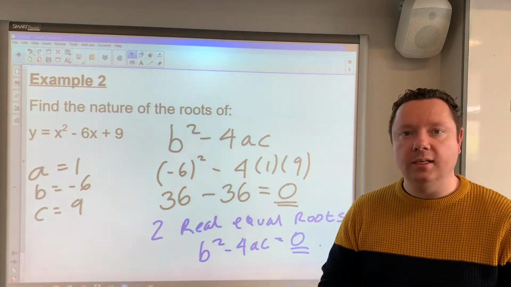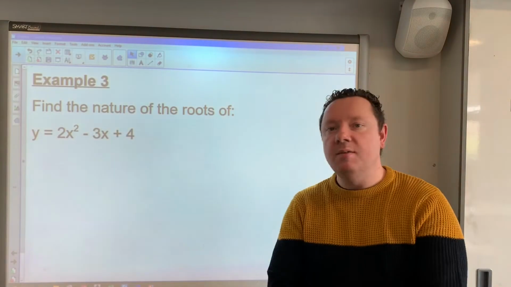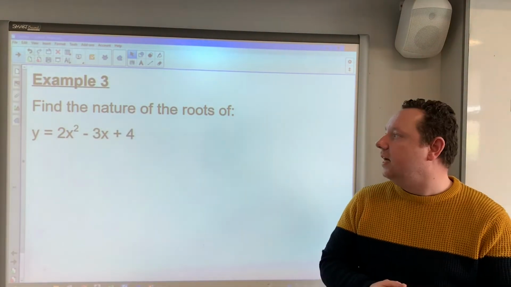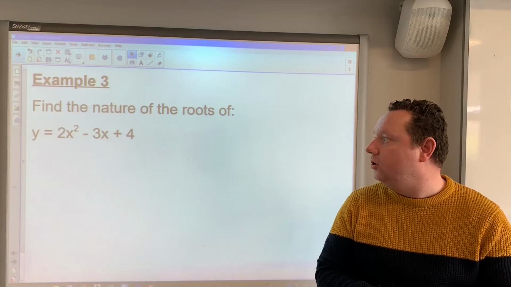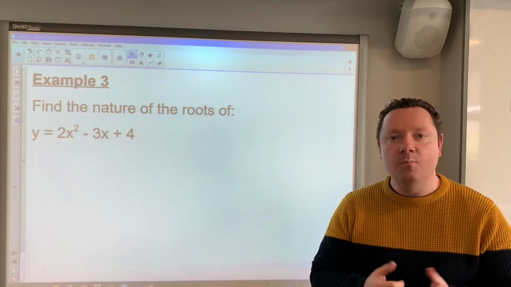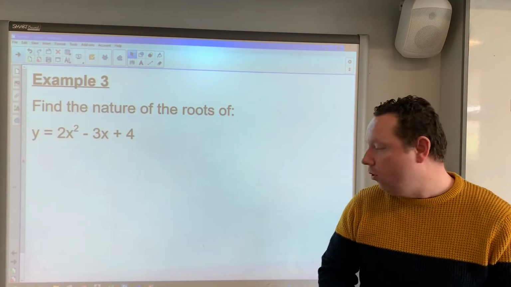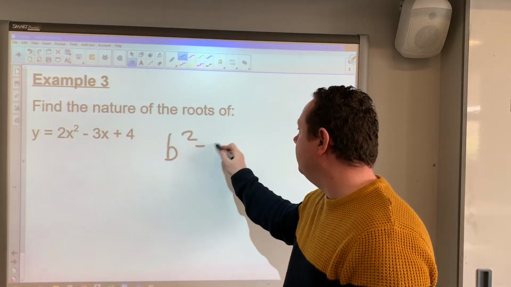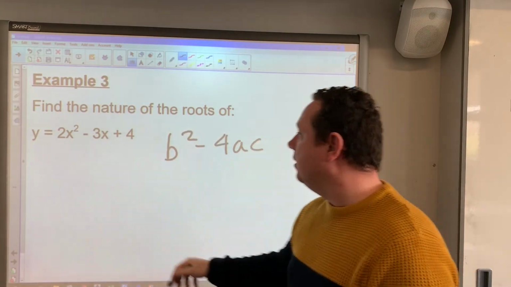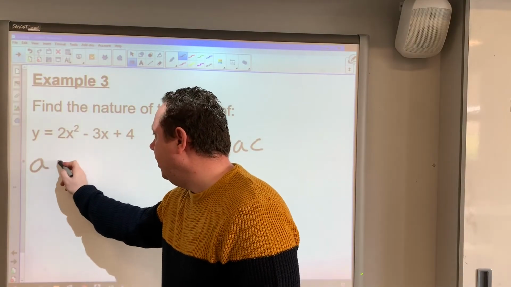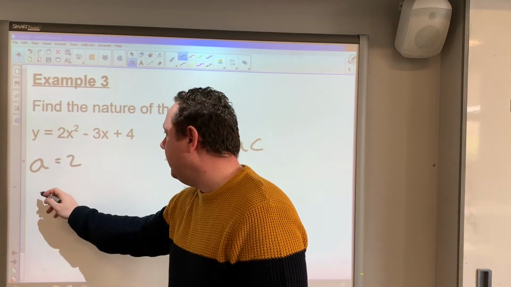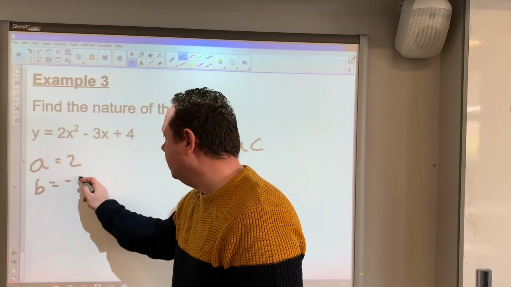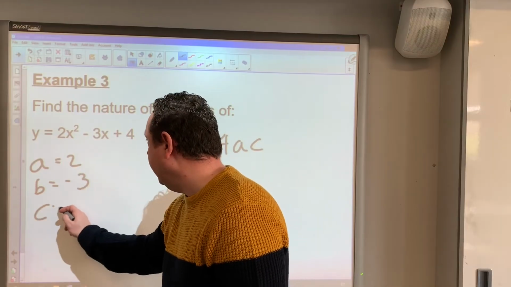Okay, let's go on to example 3. So the last simple example, then I'll do a problem solving example. It says find the nature of the roots of y equals 2x squared minus 3x add 4. So I write down my discriminant, b squared minus 4ac. This time a equals 2, the number in front of x squared, b equals minus 3, and c equals 4.